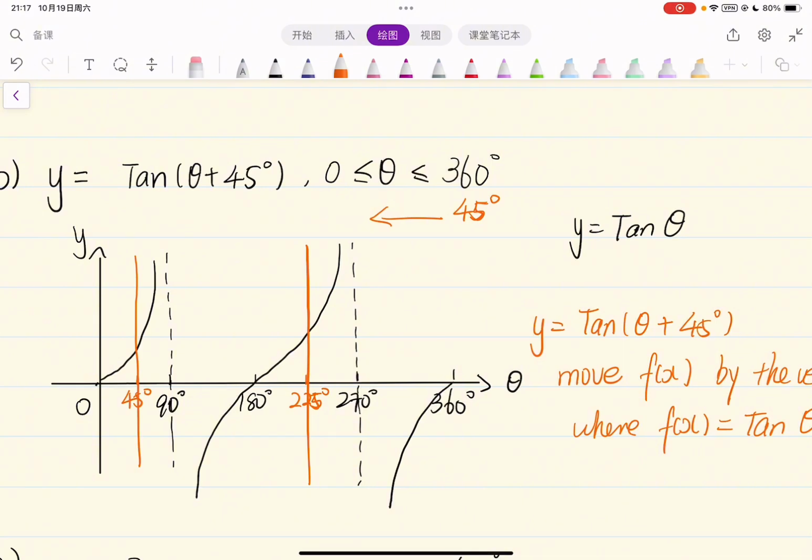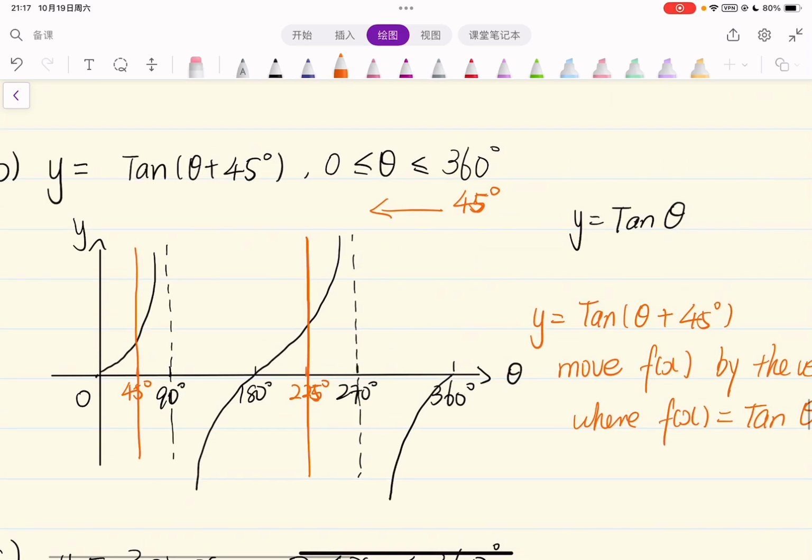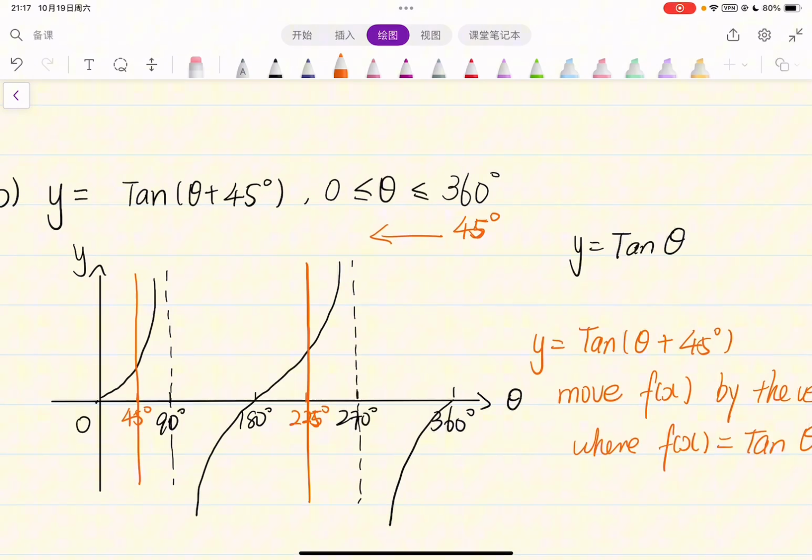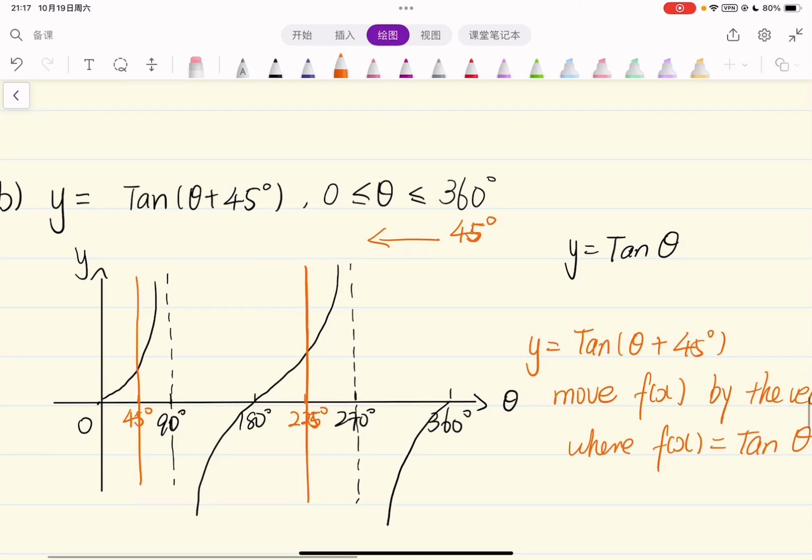Now you can put theta equals 0 into y equals tangent bracket theta plus 45 degrees. You will get y equals 1. So between 0 and 45 degrees, the curve looks like that. It still goes up.